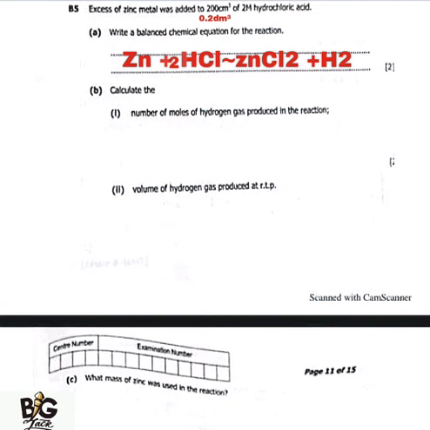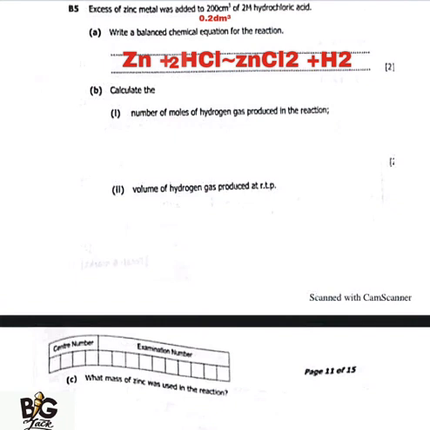Let's try to answer the question, which is question B. So question B is saying calculate the Roman numeral number 1, the number of moles of hydrogen gas produced in the reaction. Then Roman numeral number 2 is saying volume of hydrogen gas produced at room temperature. So what I'm going to do here, I'm going to use the mole to mole ratio. So when I use mole to mole ratio, I'm going to use a balanced equation.